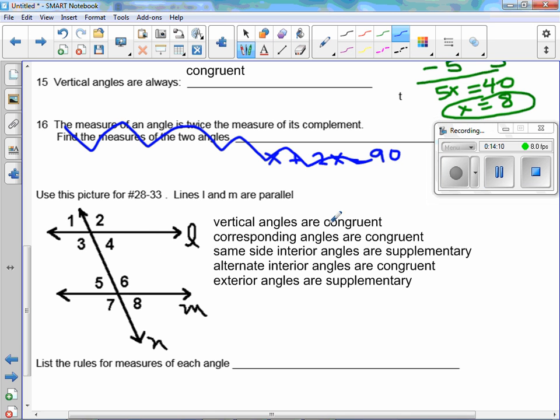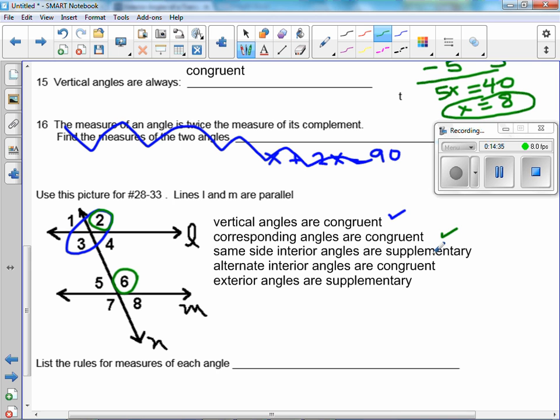what these angles are. So vertical angles are congruent, so you know that 3 is vertical from 2, and you're going to find all of them. So list the ones that are congruent. Corresponding angles are congruent. That means a corresponding angle is like 2 and 6. That means if they're put on top of each other, they are congruent.